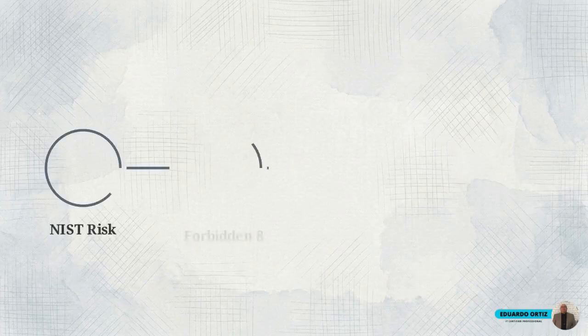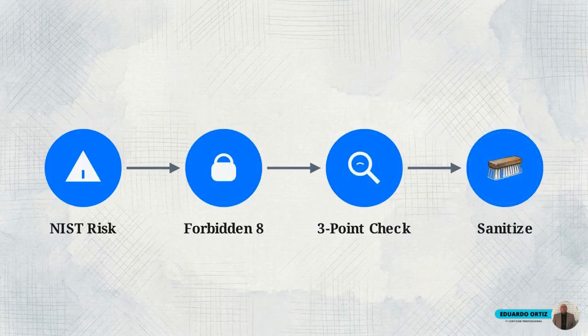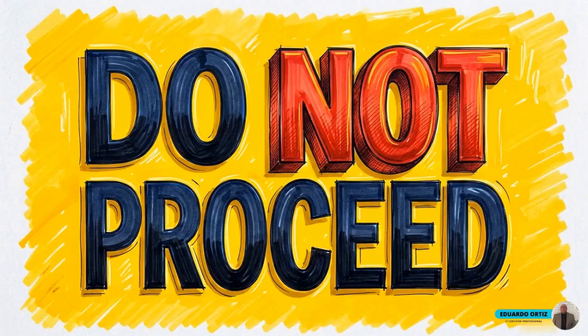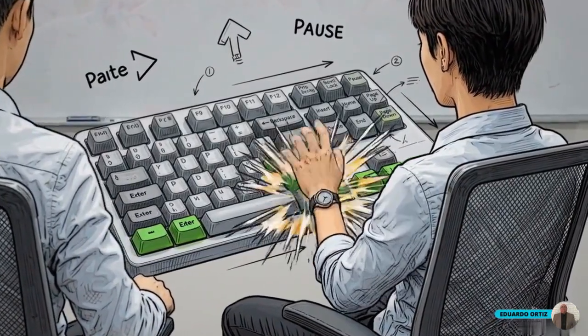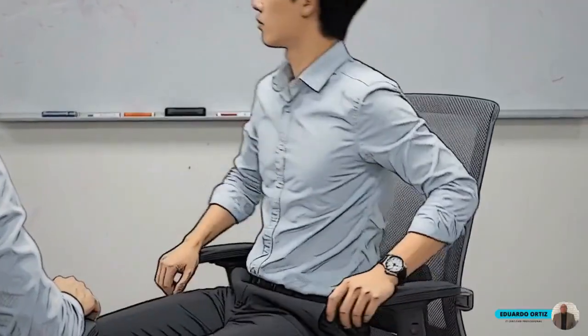This sequence is now your standard workflow. Assess the NIST risk, check the forbidden 8, run the 3-point check, and sanitize. If a document ever leaves you unsure, follow the rule: when in doubt, leave the data out. Following this process ensures you can use these tools to their full potential without exposing your coworkers, your company, or yourself to a data breach.